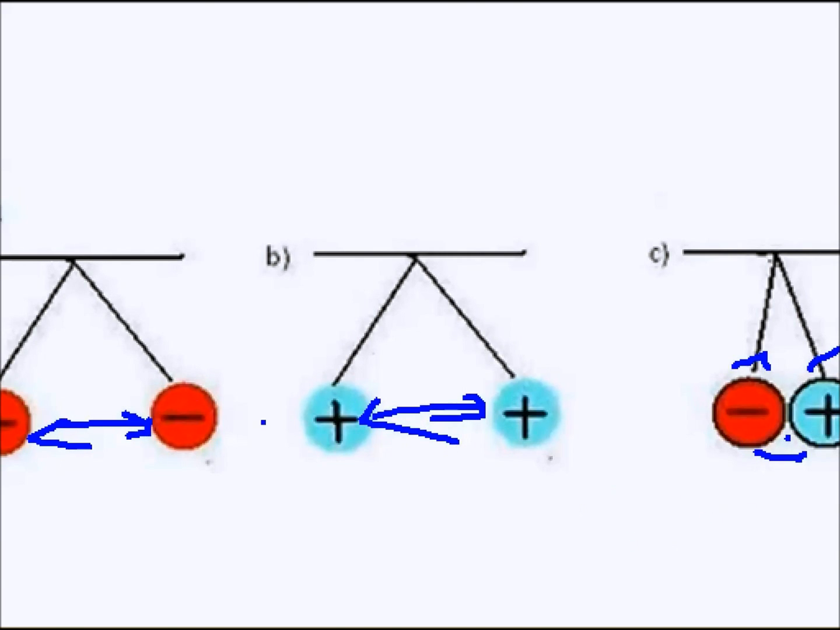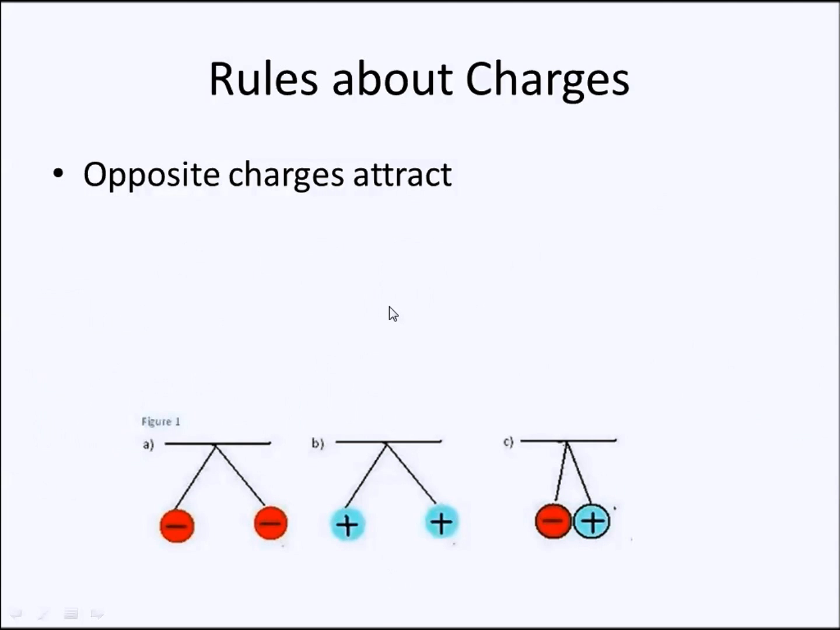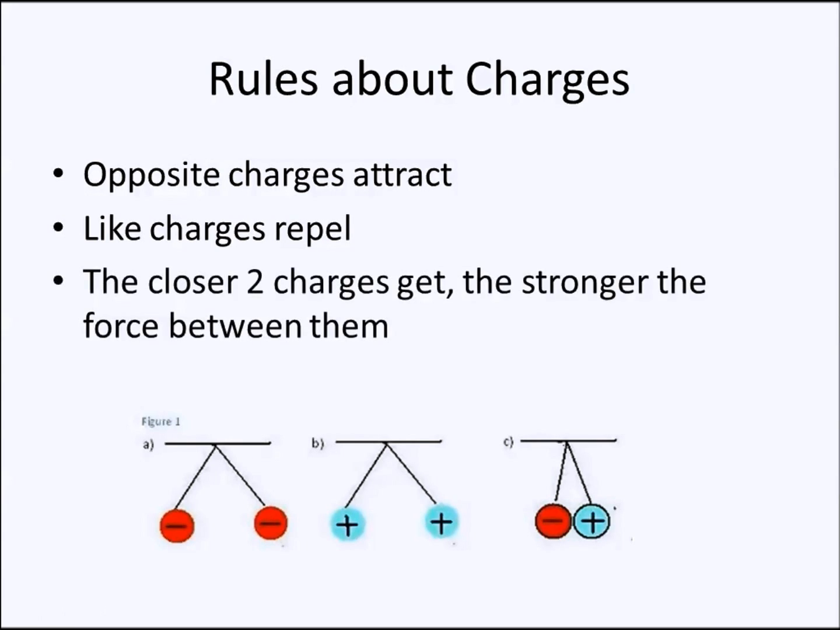So you can see that you already know the rules. You probably could have guessed what would happen at this part, but the rules are this: opposite charges attract and like charges repel. And you can see that down there below. But something that's more often forgotten, even though it is taught to you in Science 10, is that the closer those 2 charges get, the stronger the force is in between them.